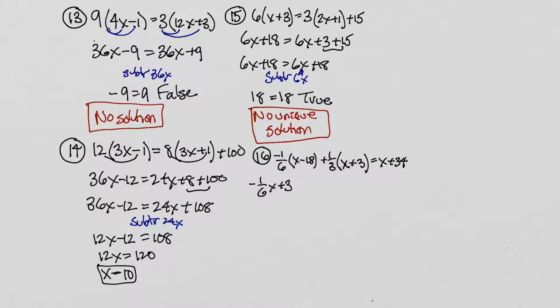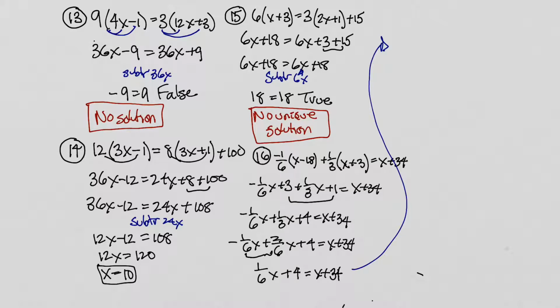Now move over here. 1/3 x. So we're going to get a 1/3 x. So plus 1/3 x. And then what have we got here? 1/3 times 3. All right, 1/3 of 3 is just a 1. So plus 1 is equal to x plus 34. Now I can add these for sure. So I'm going to get negative 1/6 x plus 1/3 x, and then the 3 and the 1 is going to give us a 4 equals x plus 34.